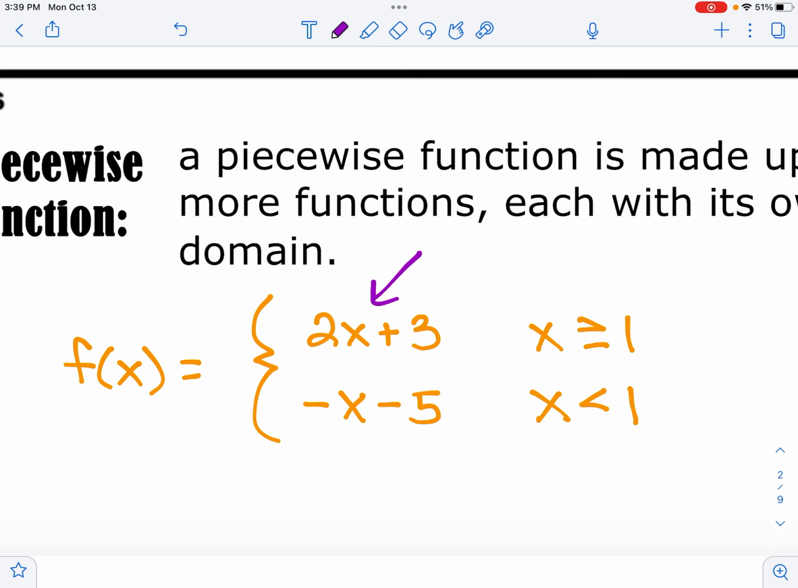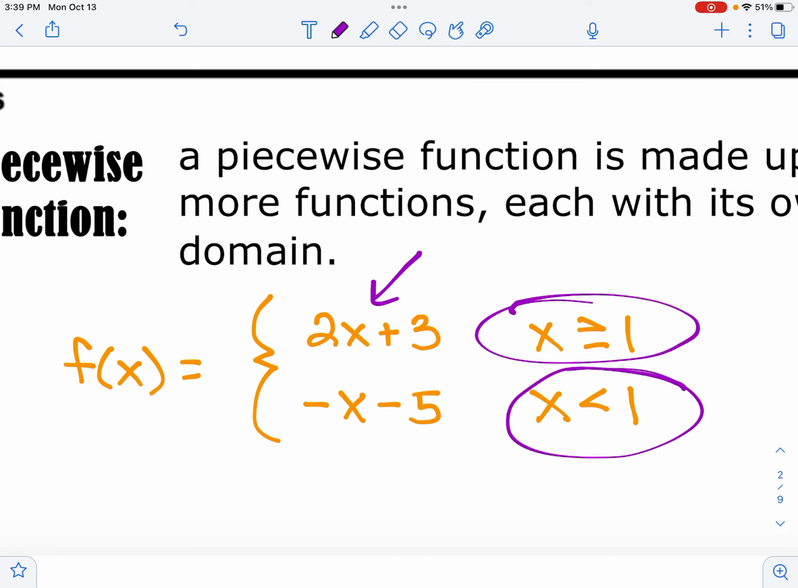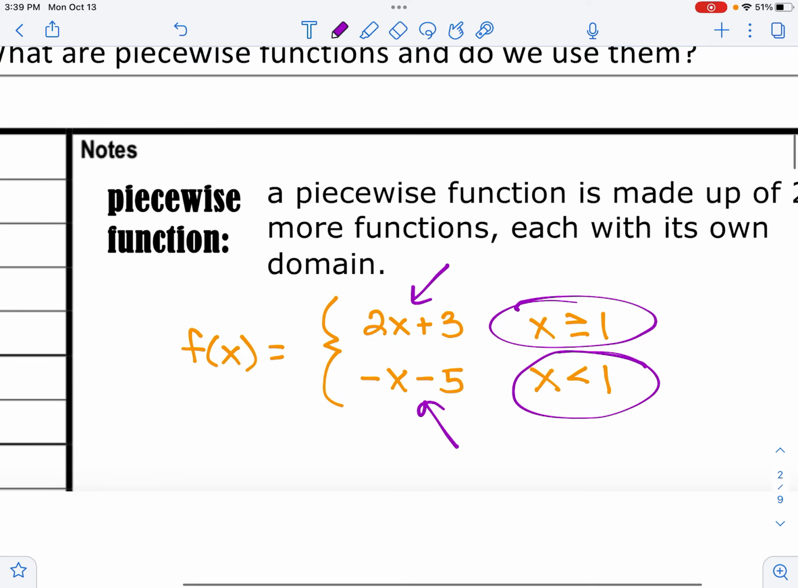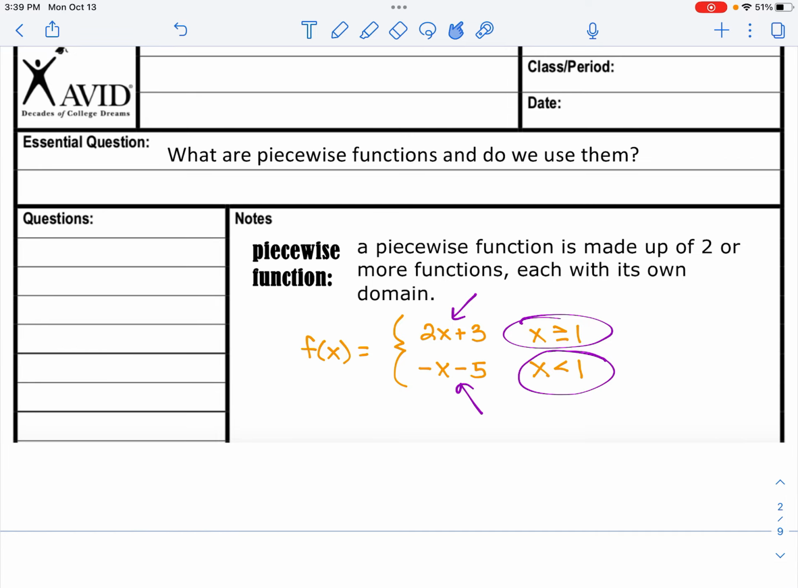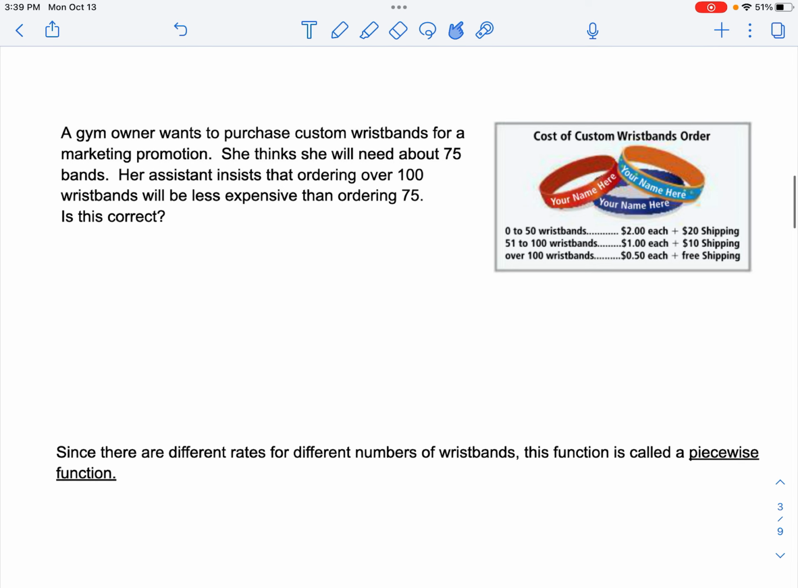This part right here, the 2x plus 3, we use that piece only when the x value that you're plugging in is greater than or equal to 1. If it's not that, in other words, maybe your number is, let's say, 0, so it's less than 1, then you use this piece instead. So you really are determining which piece to use by the domain. And so they're separate pieces, thus the name piecewise function.